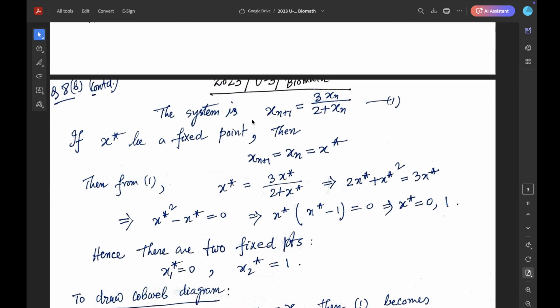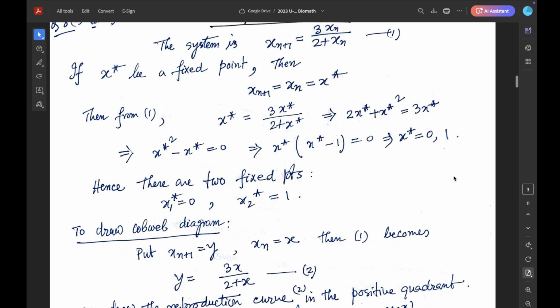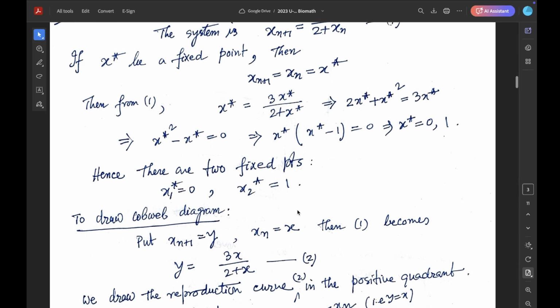Here the system is given by x_{n+1} = 3x_n / (2 + x_n). If x* is a fixed point or steady state, then x_{n+1} = x_n = x*. So we can put x* in place of x_{n+1} and x* in place of x_n from equation 1. So we get x* = 3x* / (2 + x*). After simplification, we get x* = 0 or x* = 1. So there are two steady states, x1* = 0 and x2* = 1.